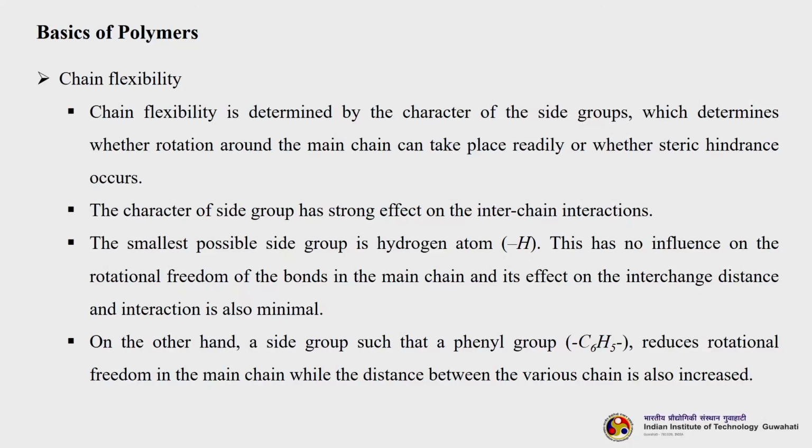The smallest possible side group is the hydrogen atom. The hydrogen is the smallest possible side group that can be imparted to the main chain. So, this has no influence on the rotational freedom of the bonds in the main chain, and its effect on the interchain distance and interaction is also very minimal. On the other hand, if there is a phenyl group, C6H5, then it reduces the rotational freedom of the main chain, while the distance between the various chains is also increased.